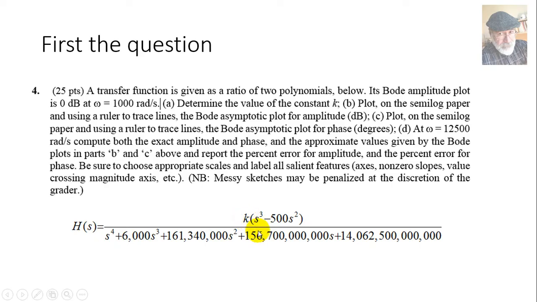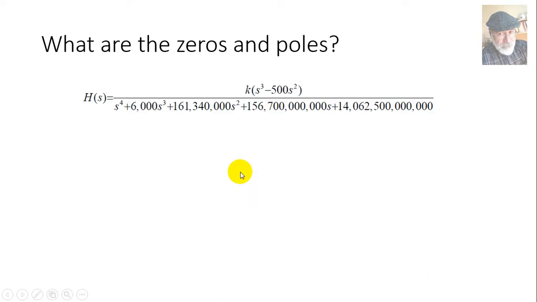Part B, plot on semi-log paper, using a ruler to trace lines, the Bode asymptotic plot for amplitude in decibels. Part C, do the same for phases in degrees. Part D we'll read later when we work on it. Let's begin. Allow me to copy the transfer function over to the next slide.